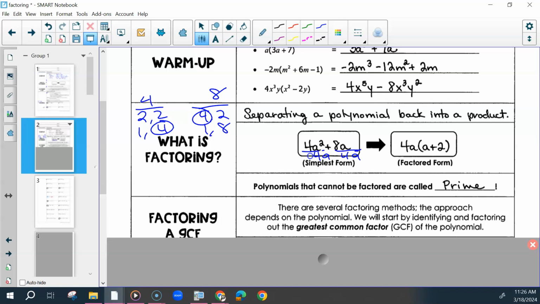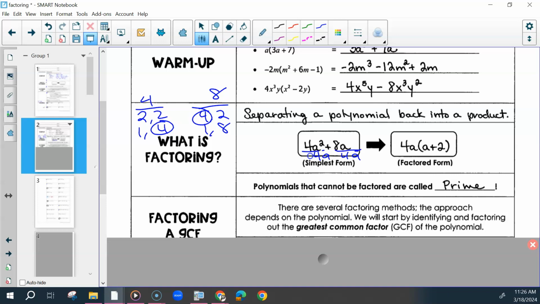Then whatever's left on the inside, you want that to be prime. Prime means the only factors are 1 and itself. In this case, you can only divide out a 1. Nothing else could be divided out of it. Questions on how that works before we get into some others?